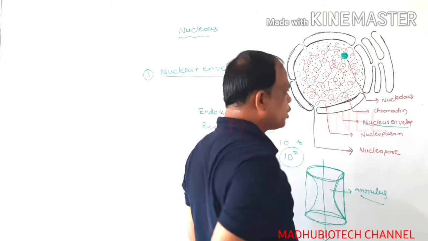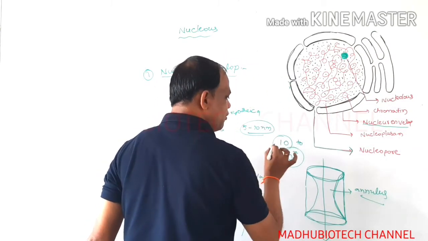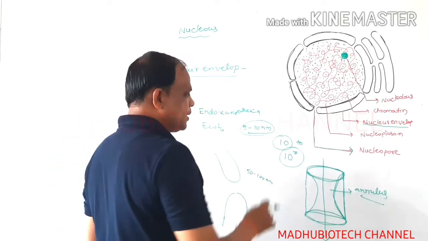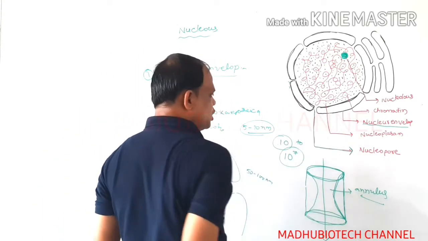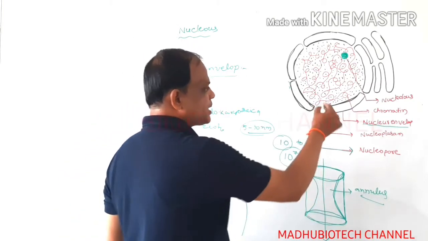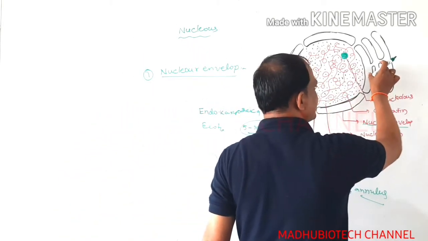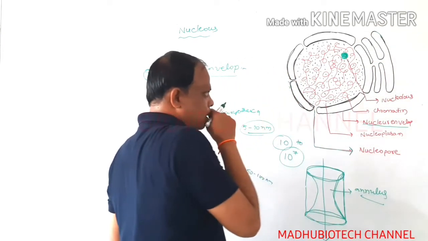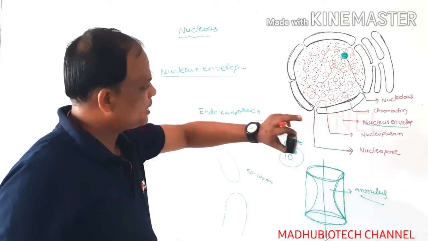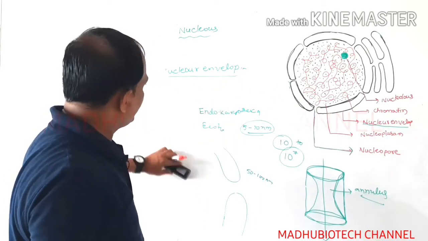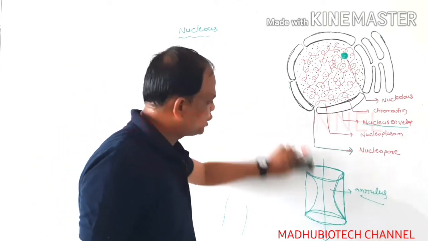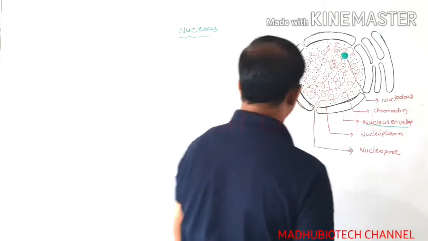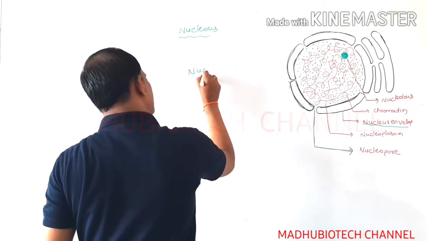Each nucleus can contain at least 10 to the power of 7 nuclear pores. And this is the nucleopore structure. The external side of the nuclear membrane is attached with a number of endoplasmic reticulum. Okay, so this is the nuclear envelope. The next part is the nucleoplasm.